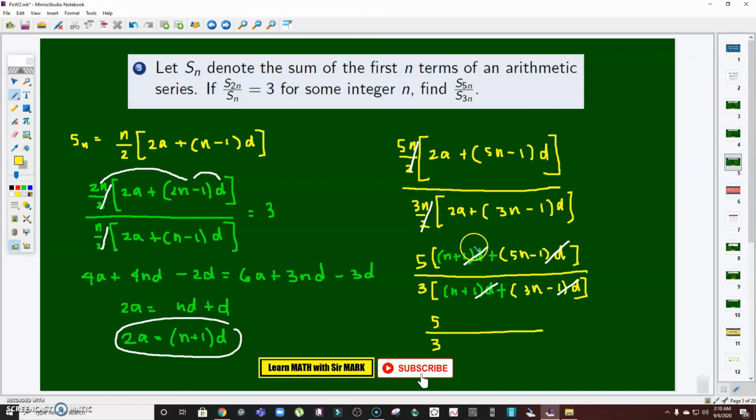Then take note, when I distribute this, that is nd, this is 5nd, this one is nd, this one is 3nd. So nd plus 5nd becomes 6nd in the numerator, and in the denominator I have nd plus 3nd, which is 4nd. So we trimmed down a very complicated expression into a number. 5 times 6 over 3 times 4, so the answer here is just 5 over 2.